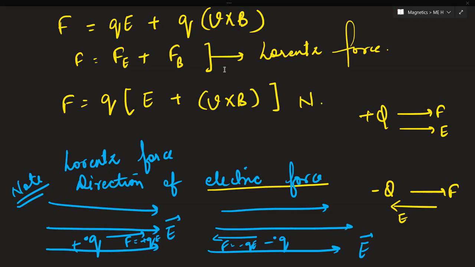F is equal to Q into E plus V cross B. V cross B you can solve it, VB sine theta. Then add the term with electric field multiplied by the charge.